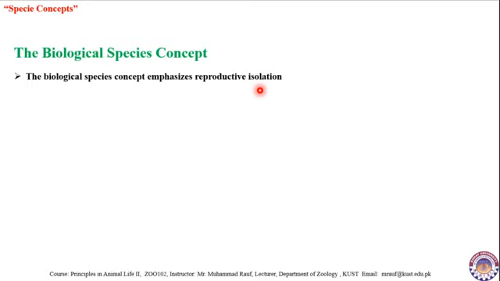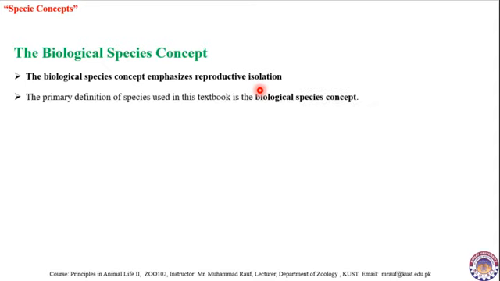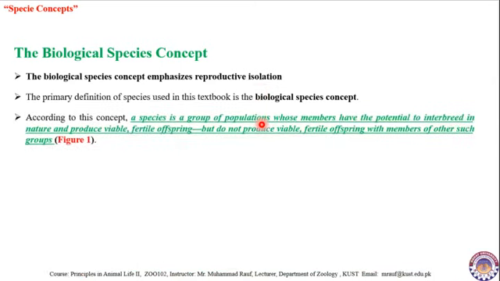So this concept says that a species is a group of populations whose members have the potential to interbreed in nature and produce viable, fertile offspring, but do not produce viable, fertile offspring with members of other such groups.